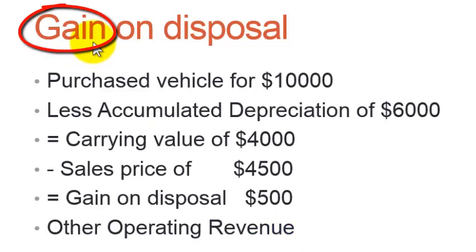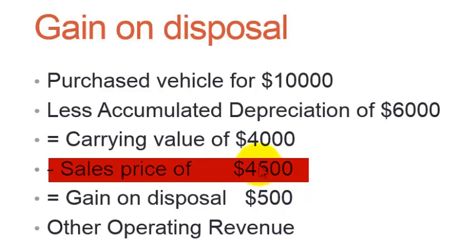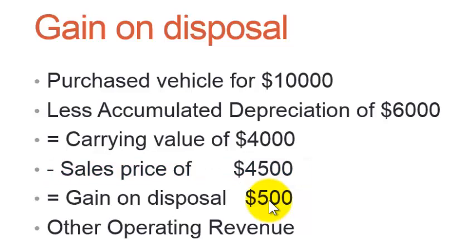Now, if we have a different scenario, in this case a gain on disposal, let's keep the same assumption, except that our sales price was $4,500. So our carrying value was $4,000. We actually got $4,500. Therefore, we made a gain. Now that needs to be put down as other operating revenue. So obviously, the gain on disposal is seen as a credit.